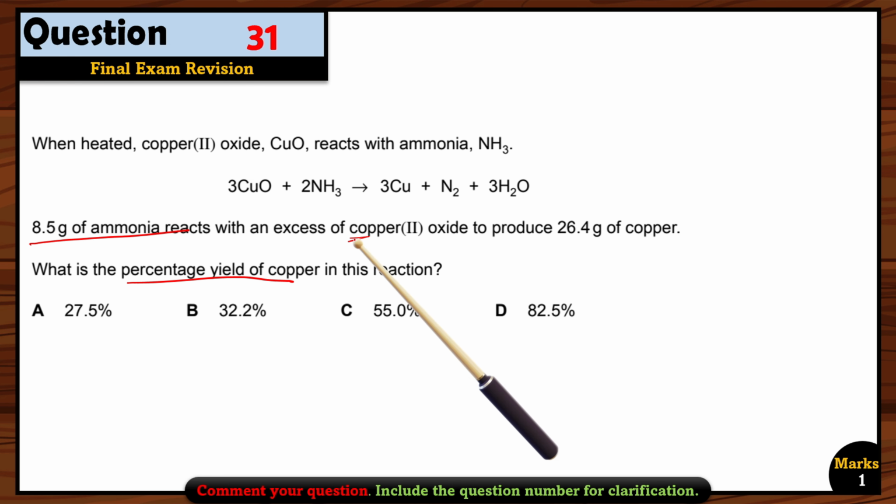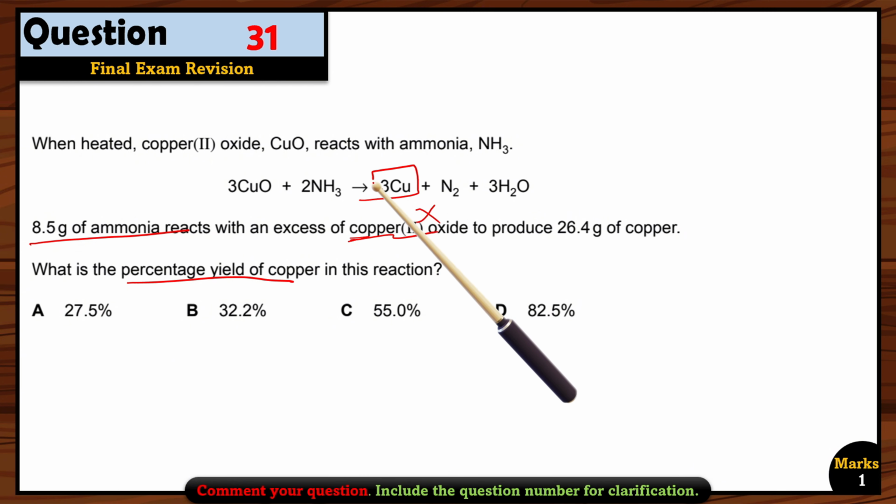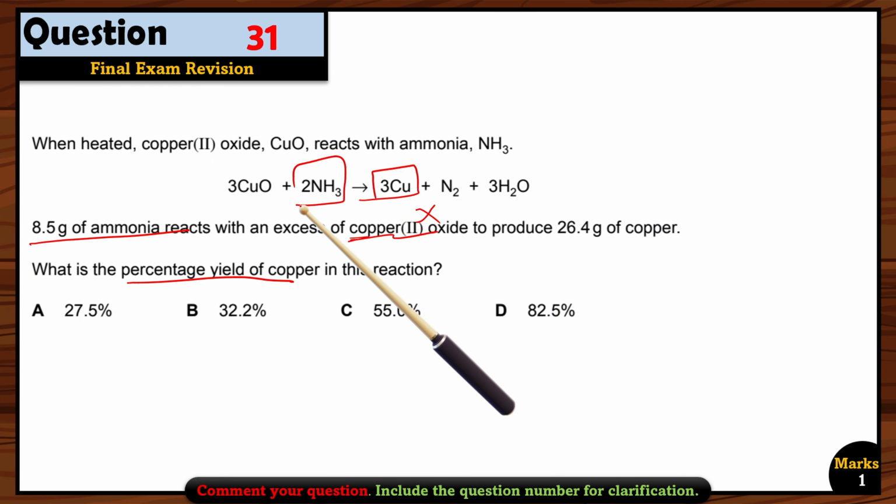Don't get confused with copper, okay? We don't need this one, copper oxide. So actually they are asking about the copper and ammonia, right? So just find their molar masses: ammonia molar mass, and multiply it with 2. And then copper mass, and multiply with 3.